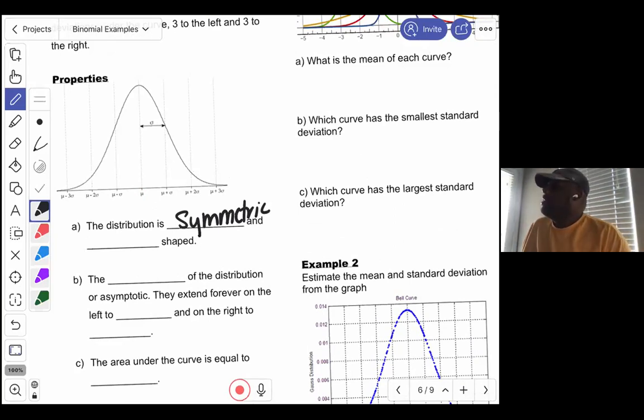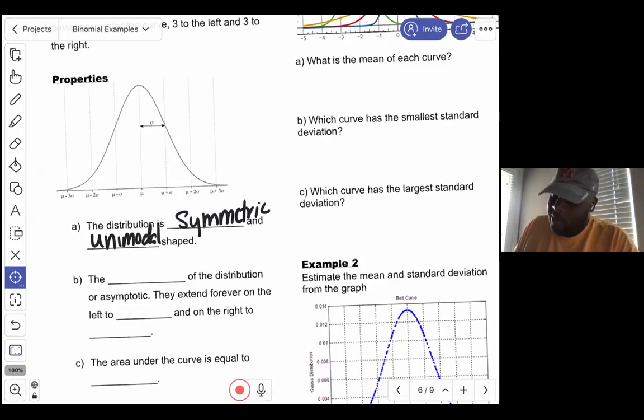The distribution is symmetric and unimodal. And unimodal means that you only have one peak, and the peak of this always occurs at the center.